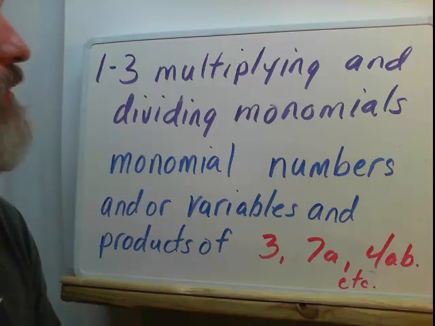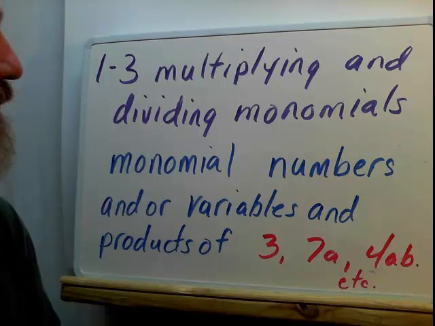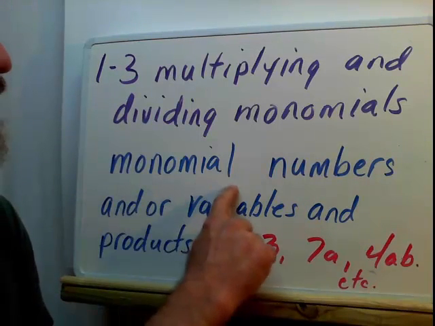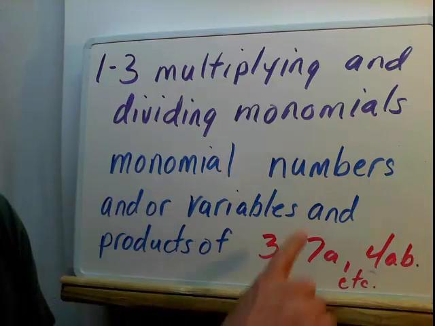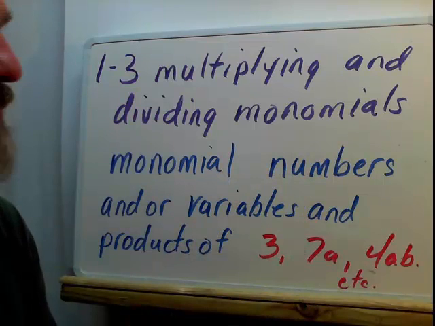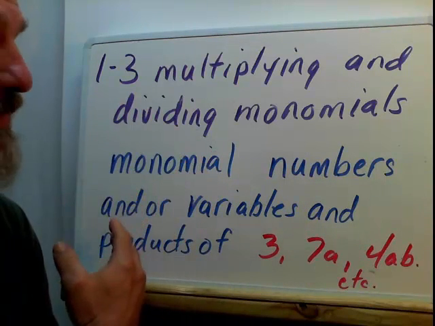Okay, this is lesson 3 in chapter 1. We are going to be talking about multiplying and dividing monomials. So we should talk a little bit about the term monomial. Monomial is just a word we use in mathematics to refer to either numbers or variables or a combination of numbers and variables, and that can include the products of those numbers and variables.